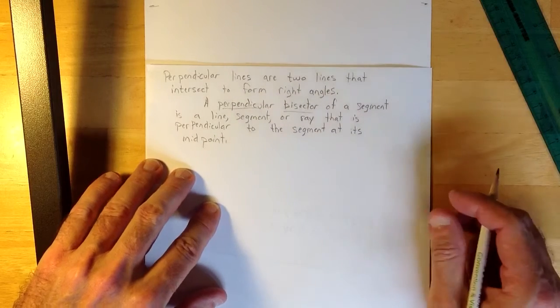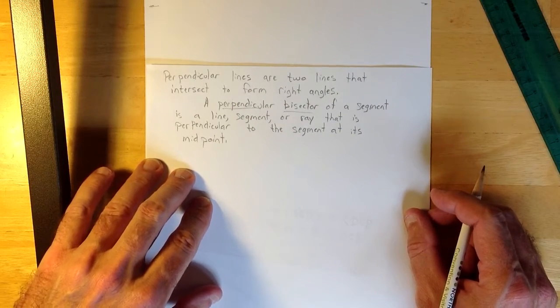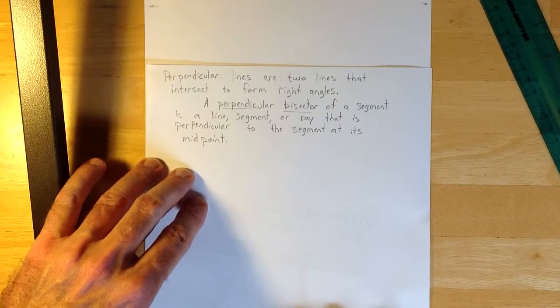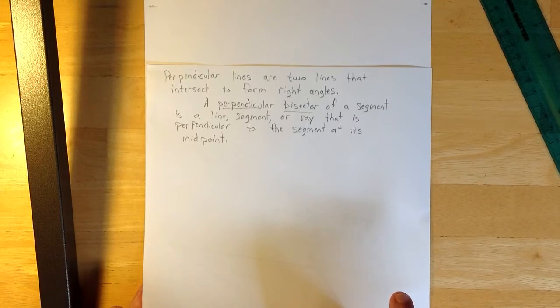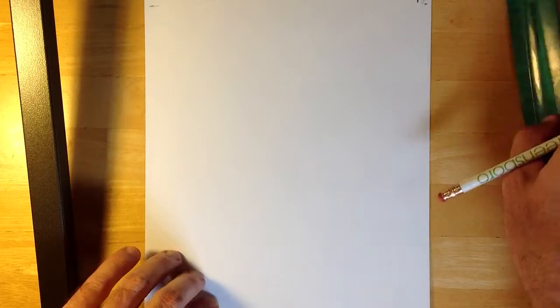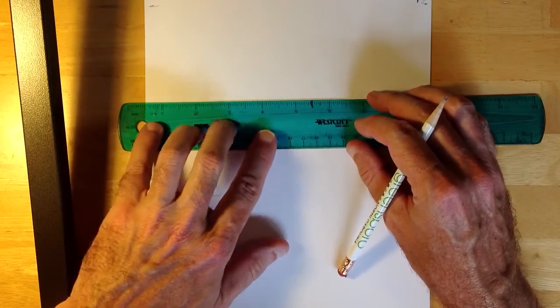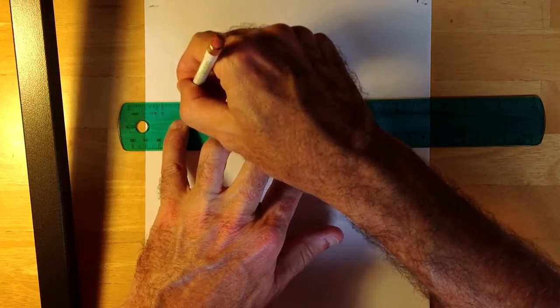Okay, so we're going to do some constructions, and we're going to construct a perpendicular bisector. Well, let's see how we go about doing that. I'm going to take the definitions away here, so if you don't have them yet, you can pause the video. Alright, so let's start out by having a line segment, because we need something that we can find the midpoint of. So I'm just going to draw one out.